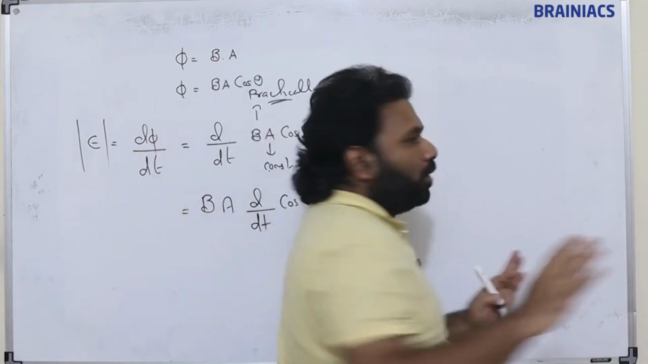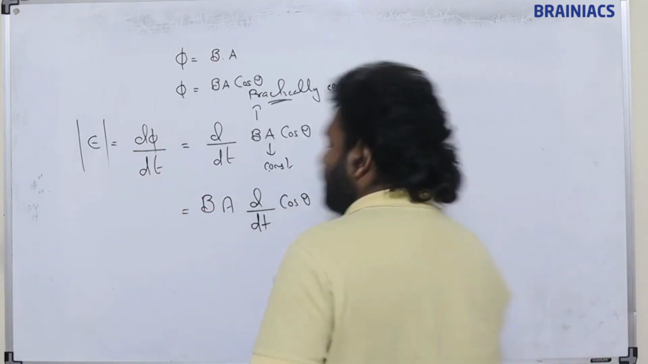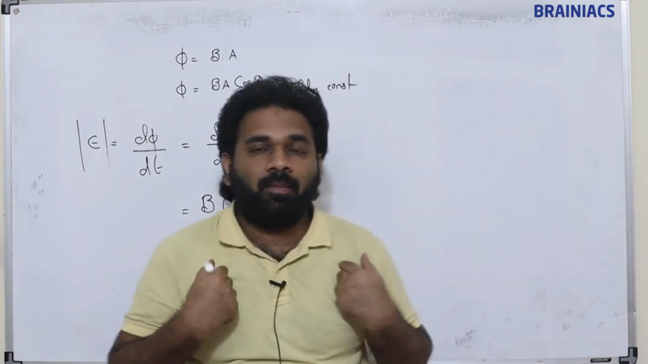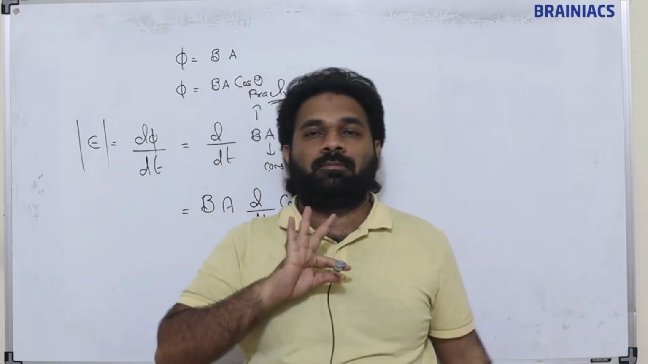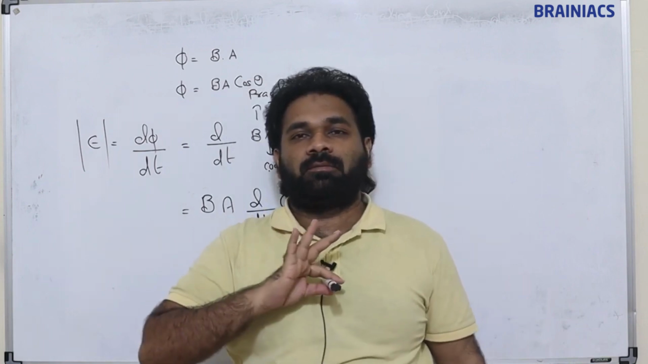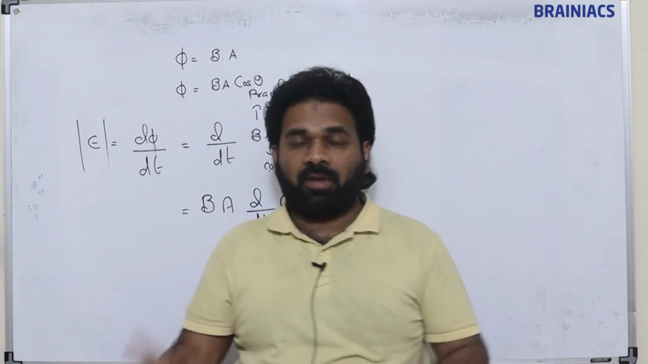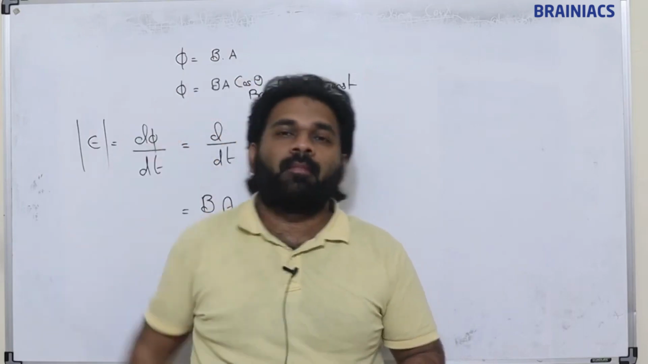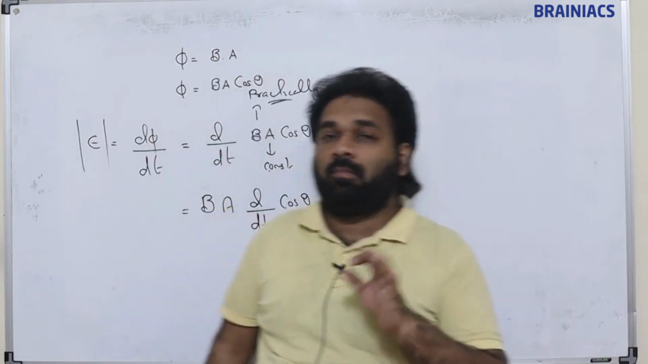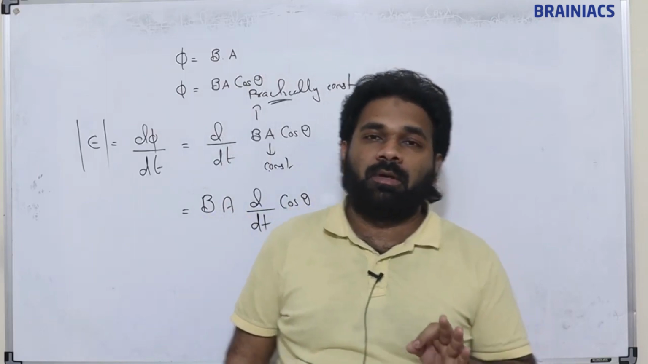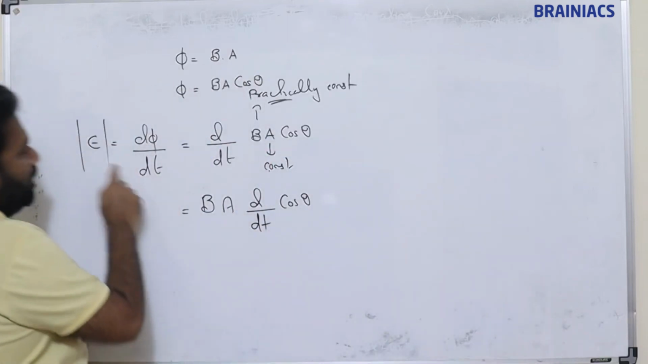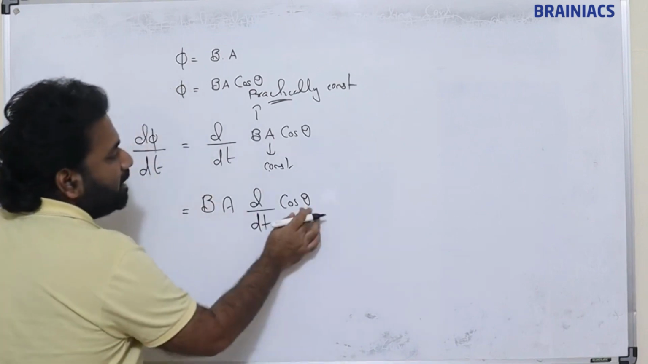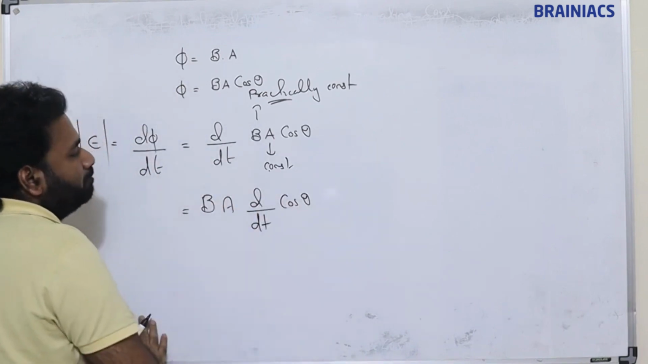So if I rotate like this, that is, if I am the coil and I rotate like this, the angle between the area vector and the magnetic field vector can be changed. So if we could rotate the coil, that is the most feasible method for getting induced EMF. This theta can be changed just by rotating.